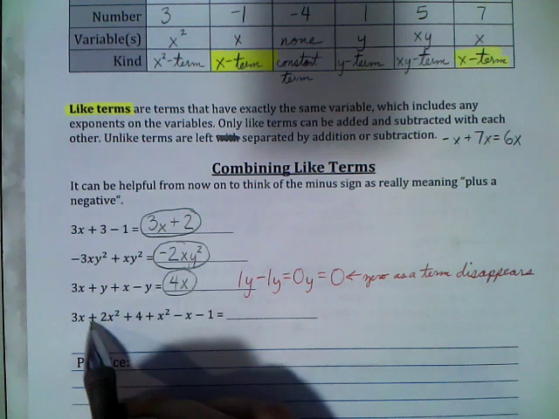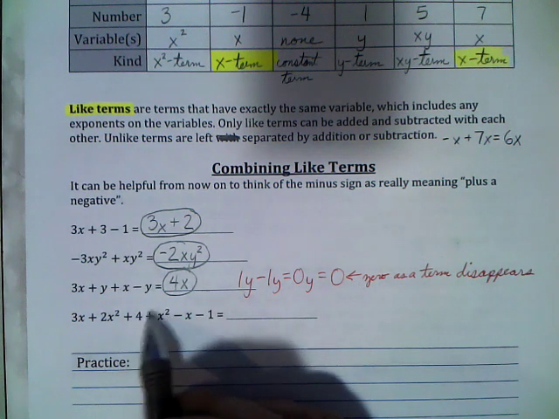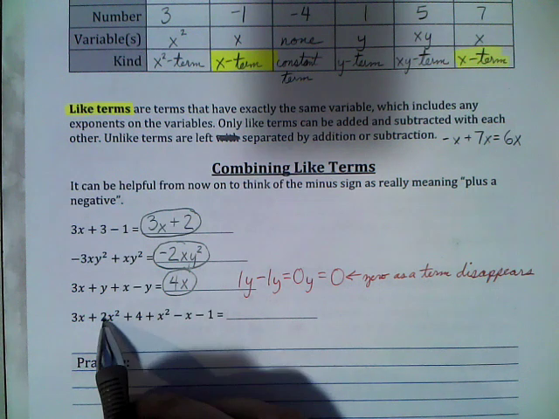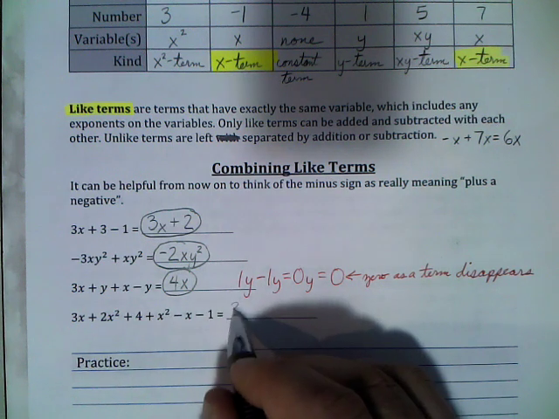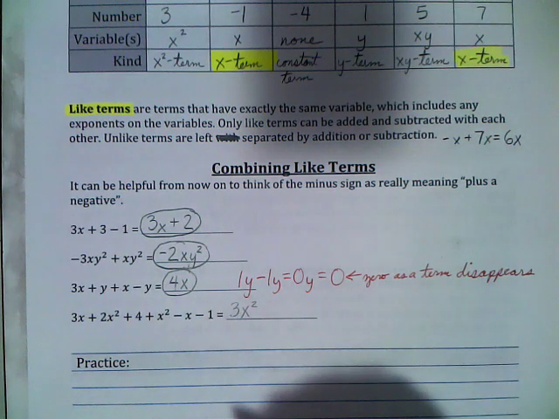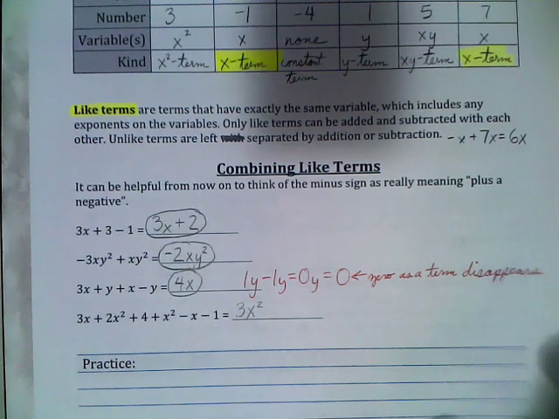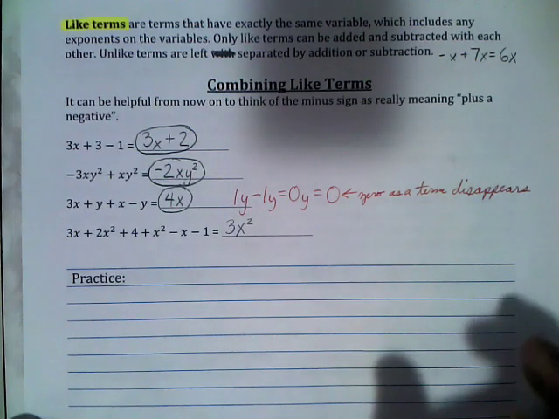So I got 2x squared, a positive 2x squared, and then a positive 1x squared. Well, positive 2 plus positive 1 is 3. And then remember, it's staying x squared. When we add or subtract, that exponent, that variable does not change. It's still an x squared.